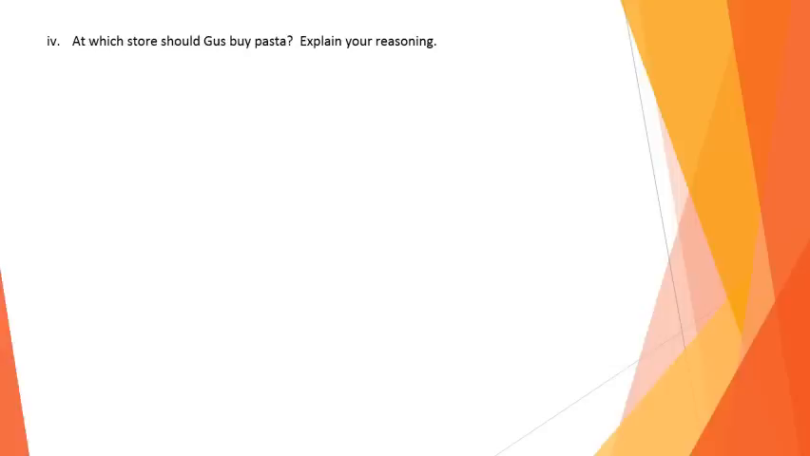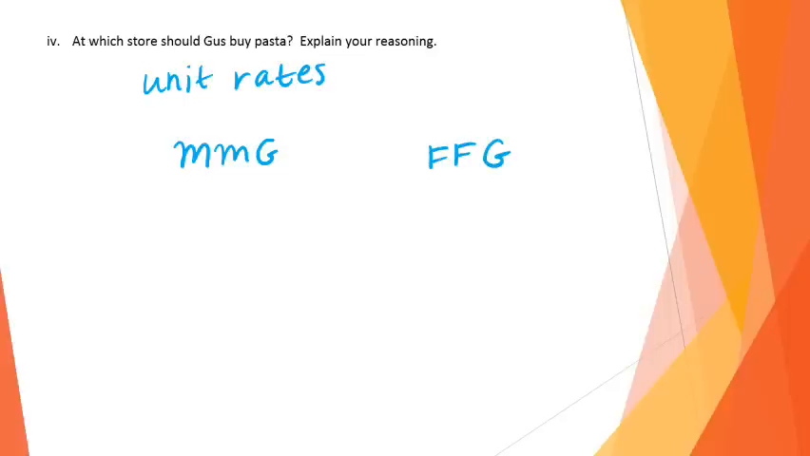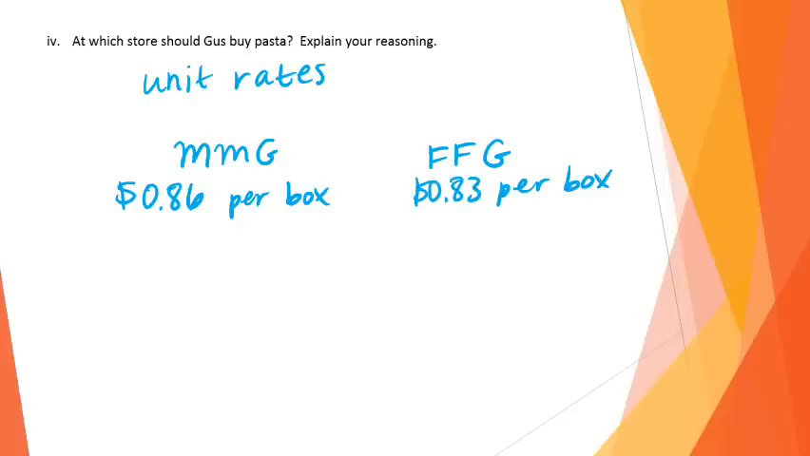So now let's think about at which store Gus should buy pasta. And so this is a good question to think about with unit rates. So again, when it came to more for your money, I'm going to say More for Your Money grocery store. And then we also had Fresh Foods grocery store. More for Your Money was 86 cents per box. Fresh Foods was 83 cents per box. So based on that information, I'm tempted to want to pay probably less per box. So that means that Fresh Foods is probably a better value.